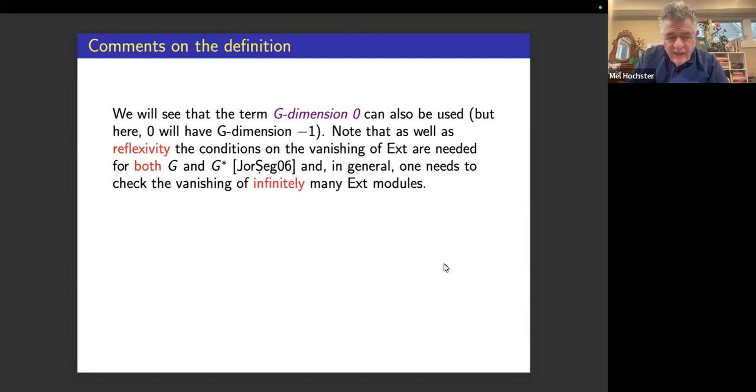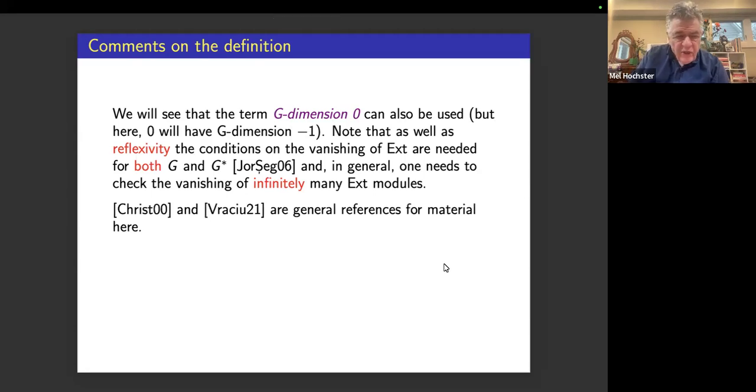So there isn't any criterion that says if all the Ext with M vanish and it's reflexive, and the first 10,000 times the dimension of the ring Ext with G star vanish, then they all do. There isn't a theorem like that, and there can't be.